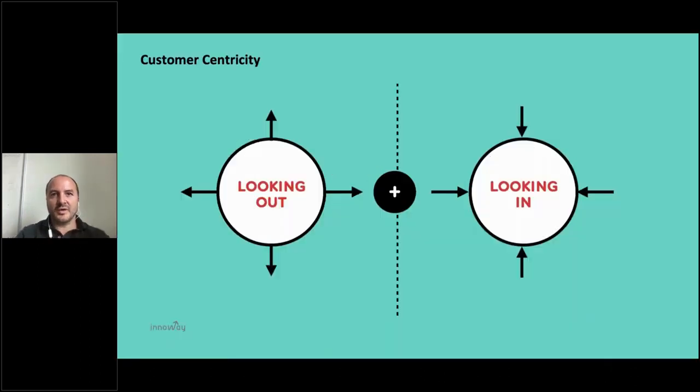So what we usually do is we follow two approaches. Looking into the company, at which teams are very good at doing that, but also what we provide is more the looking out approach, where we push the organization to talk to customers in a different way, so you can have another feedback.